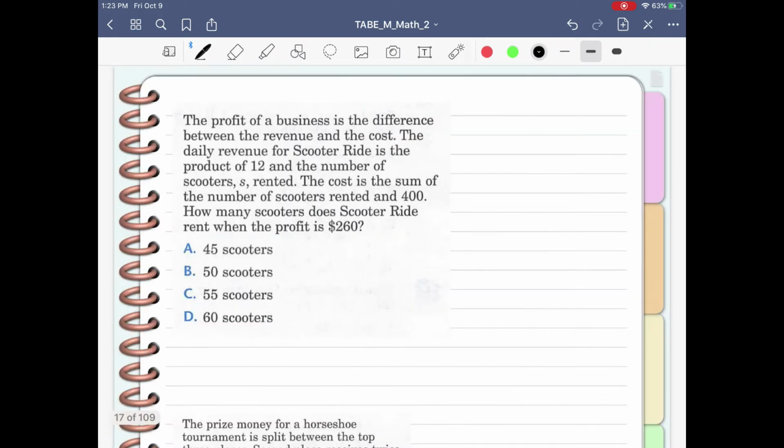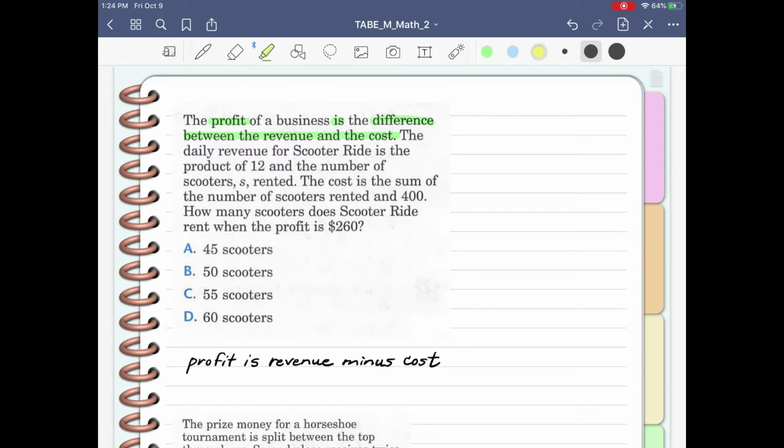Number 7. The profit of a business is the difference between the revenue and the cost. Now that's important. Profit is the difference between revenue and cost. Profit is revenue and cost. Difference is minus. So they're telling me right there how to set this thing up.